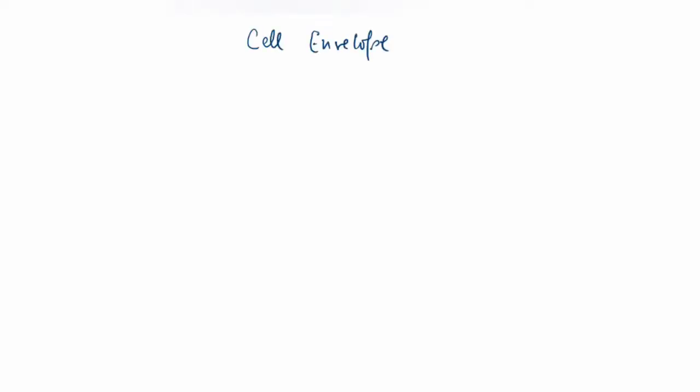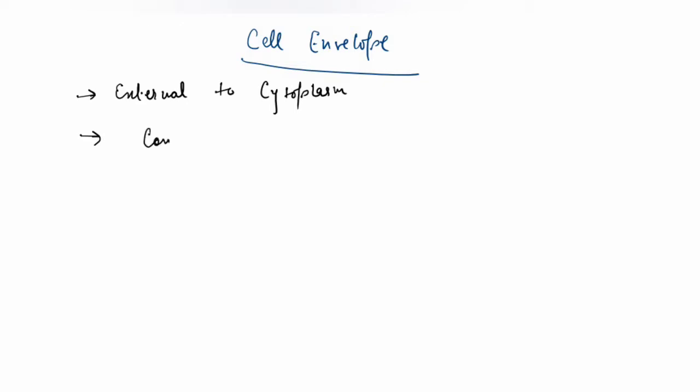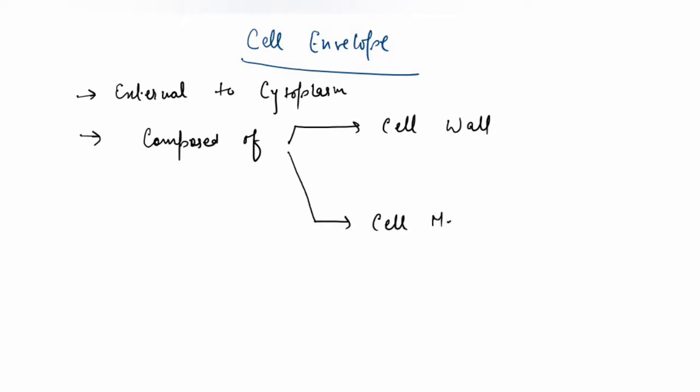Now the cell envelope. What is cell envelope? Like an envelope carrying the letter, all the content of the cell is surrounded by a certain envelope. So external to cytoplasm it is present. They can be of two types: cell wall, that is the outer membrane, then cell membrane, that is the inner membrane.